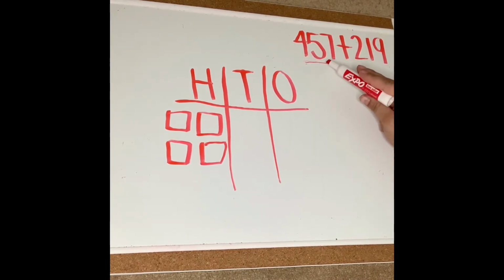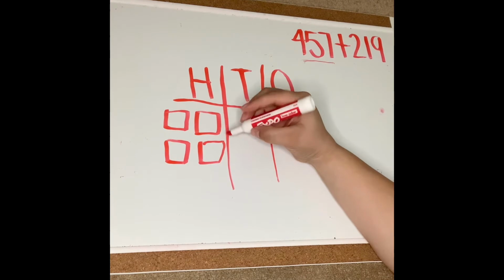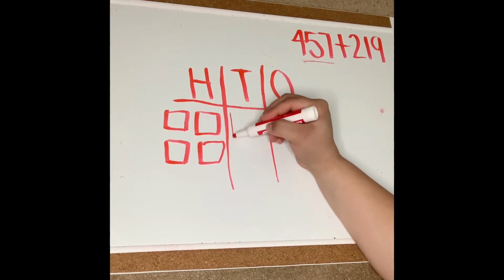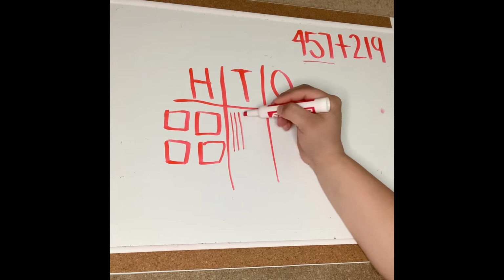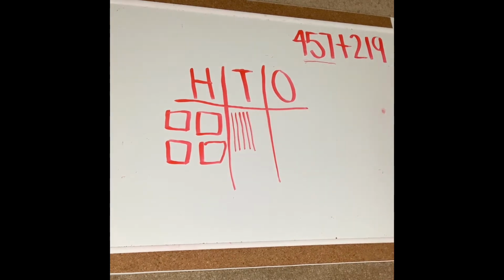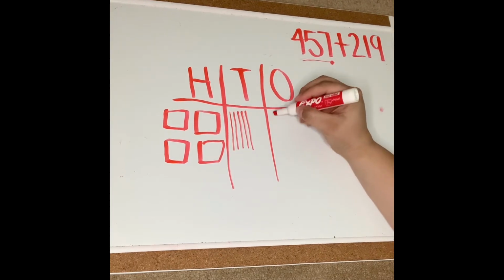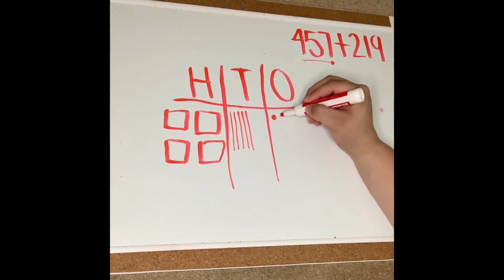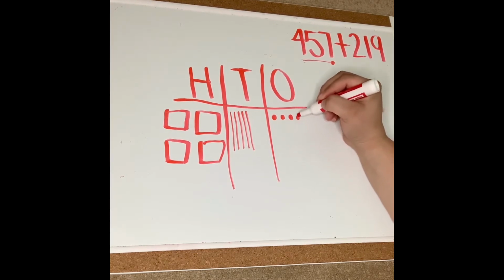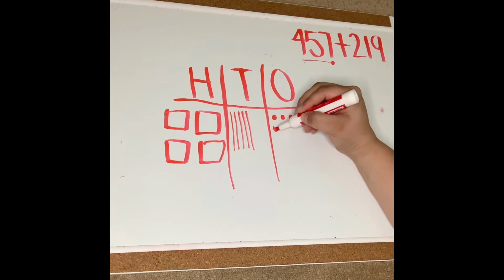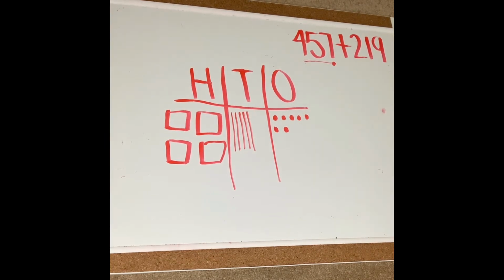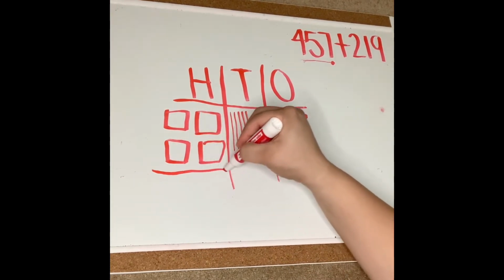Now, how many tens are in the number 457? 5. Great job. So I'm going to draw 5 lines. 1, 2, 3, 4, 5. How many ones are in the number 457? 7. Great job. So I'm going to draw 7 dots. 1, 2, 3, 4, 5, 6, and 7. So now that I've built my first number, I'm going to draw a line underneath.